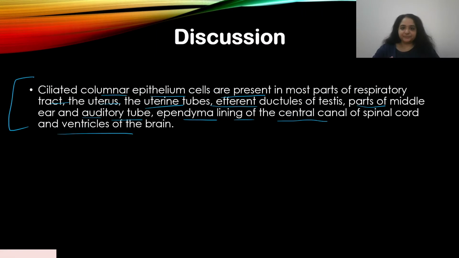Okay, clear? Specifically, it is called ciliated columnar epithelium. Okay, now if they ask you what kind of ciliated epithelium is present, ciliated columnar epithelium is present there.